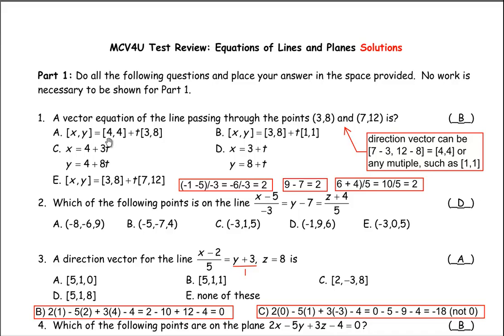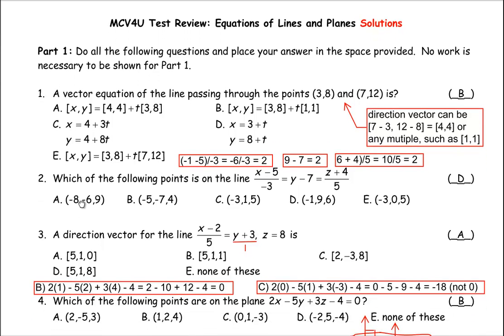Notice that A is not correct. It's actually got them switched. This is where the point should be, and this is where the directions should be, so they're switched. If we put the (3, 8) here and the (4, 4) there, that actually would be a correct answer as well. And E is not correct because although (3, 8) is the position vector of a specific point on the line, (7, 12) is not a direction vector. It's just another point on the line.